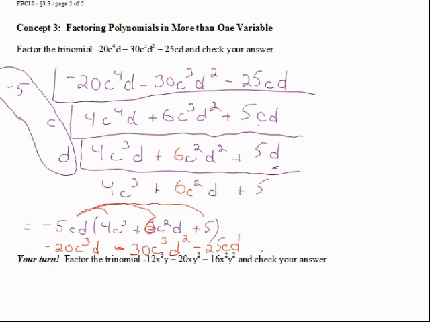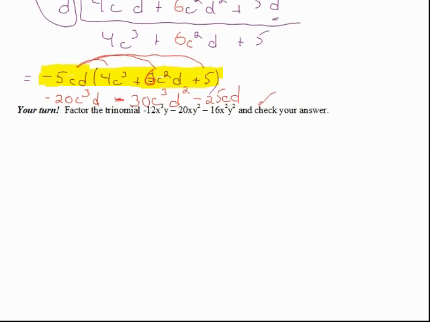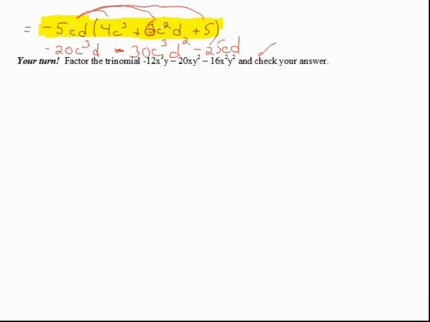So yay. Okay, but remember, this is actually the answer. So make sure the answer is what's highlighted. Okay, your turn. This is the last thing for you to do. So it's negative 12x cubed y minus 20xy squared minus 16x squared y squared. Stop the video, go ahead and do that.